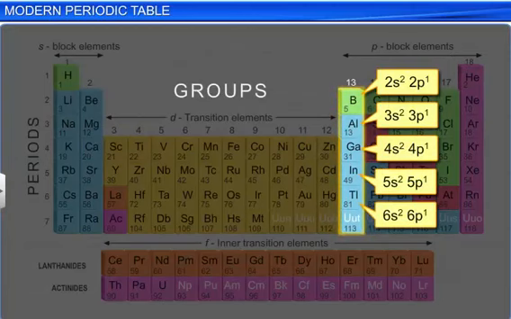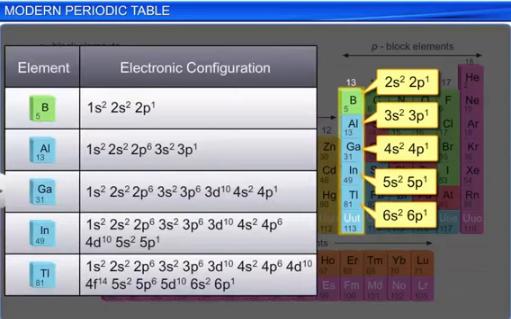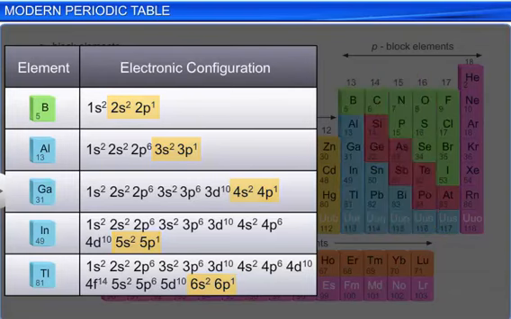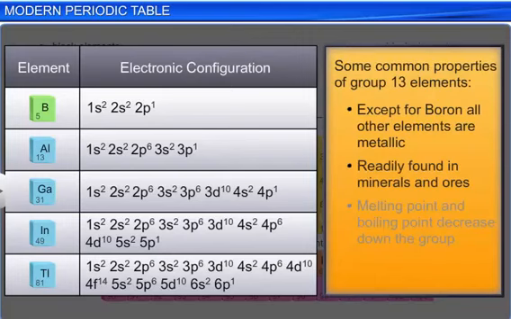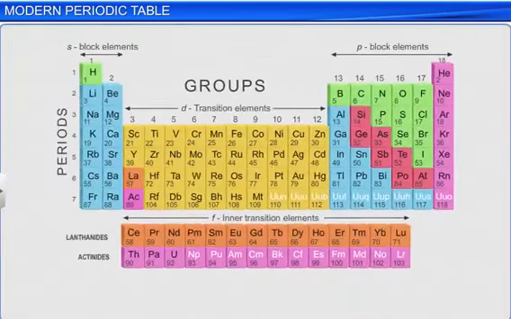For example, all the elements of 13th group in the periodic table have the outer electronic configuration ns2np1 and therefore share similar physical and chemical properties. For example, except for boron, all other elements are metallic, are readily found in minerals and ores, and their melting and boiling point decreases as we go down the group. As of July 2009, the long form of periodic table has a total of 118 elements.